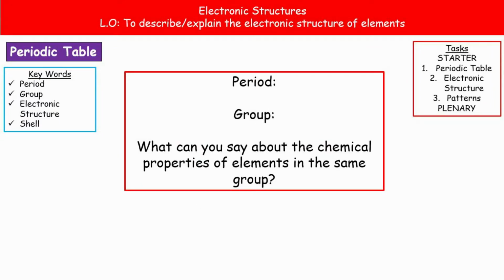What we're going to do first of all then is just think about some bits that I'm hoping you covered back in Key Stage 3. So what I want you to do is tell me where we find periods and groups on the periodic table, and then what can you say about the chemical properties of elements in the same group. So I'm just going to give you about 2 minutes to answer that.